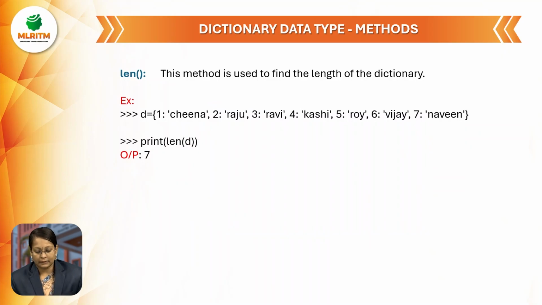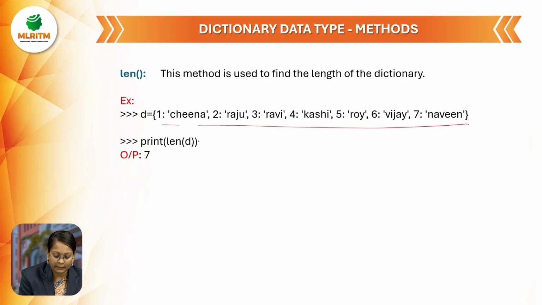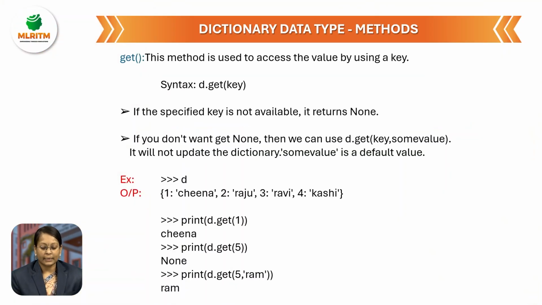Then the length. Length is another method in the dictionary data type. By using this, we can get the number of items present in the dictionary. Here D is equal to, we have 7 elements, then print the length of D, and we can get 7.